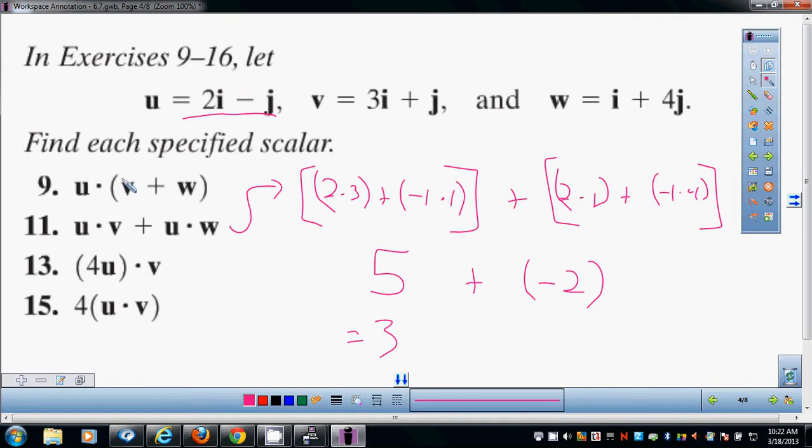So, Erica, right here. First off, u times v. So I took u and v, right? 2 times 3 plus negative 1 times positive 1. And then I did the same thing for u dot w. 2 times 1 plus negative 1 times positive 4, which is 6 plus negative 1, 2 plus negative 4, then I just added.